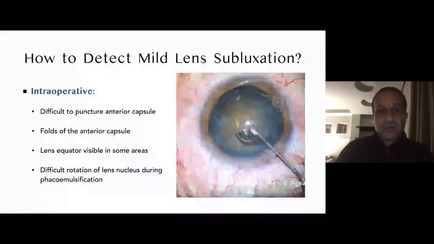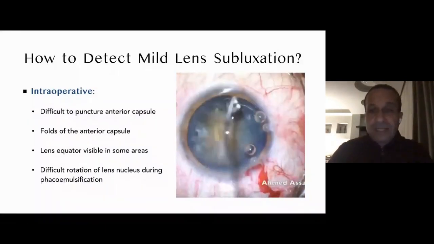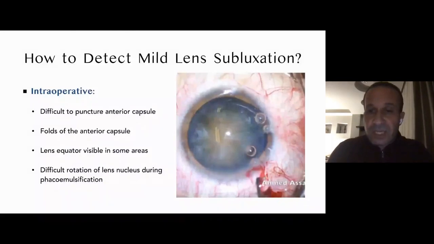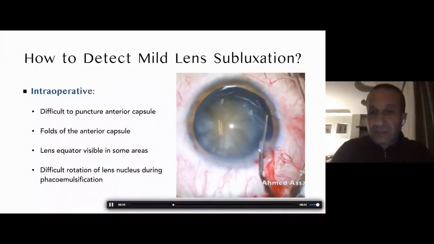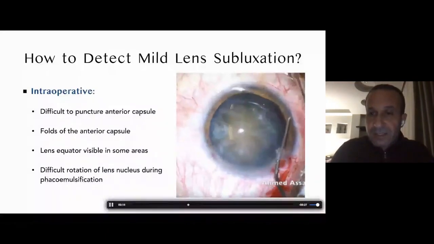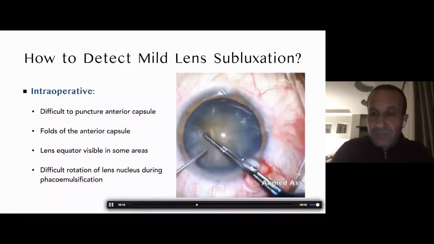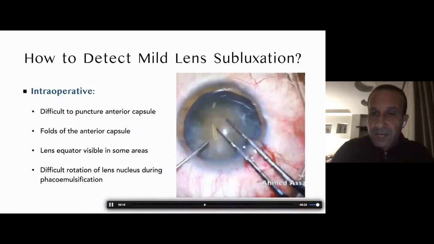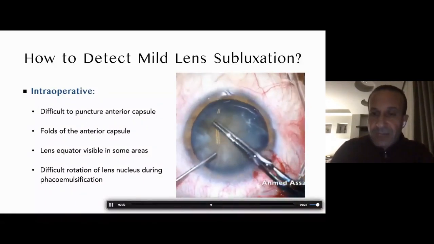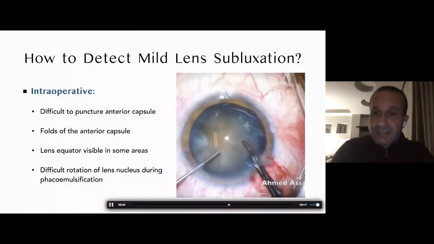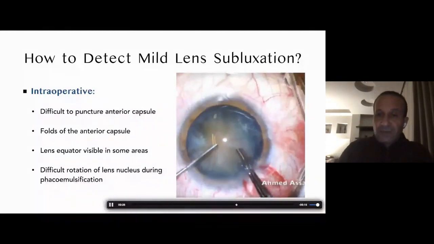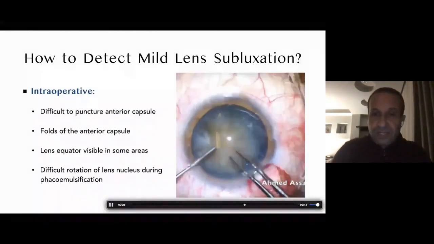Again, if during rhexis formation you find a visible area of the lens equator, you can see here that the lens equator is visible in this quadrant, but it's not visible anywhere else. It's only visible here, but not elsewhere. So this lens equator is visible because the lens is already decentered toward the left side.